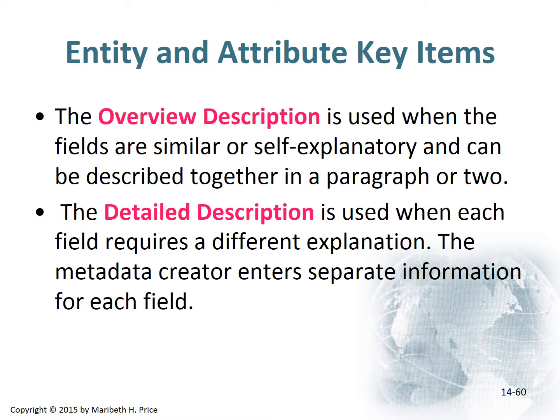Description is used when fields are similar or self-explanatory and can be described together in a paragraph or two. An example would be if you had a field that was area, one that was length, and one that was type, and you could, in a brief sentence, say that type has to do with the type of road, area has to do with the size in certain units, and the length is in meters or something like that. And then you could explain it. Detailed explanations is when you have a field like GF6229 and you've got to explain what that actually means.